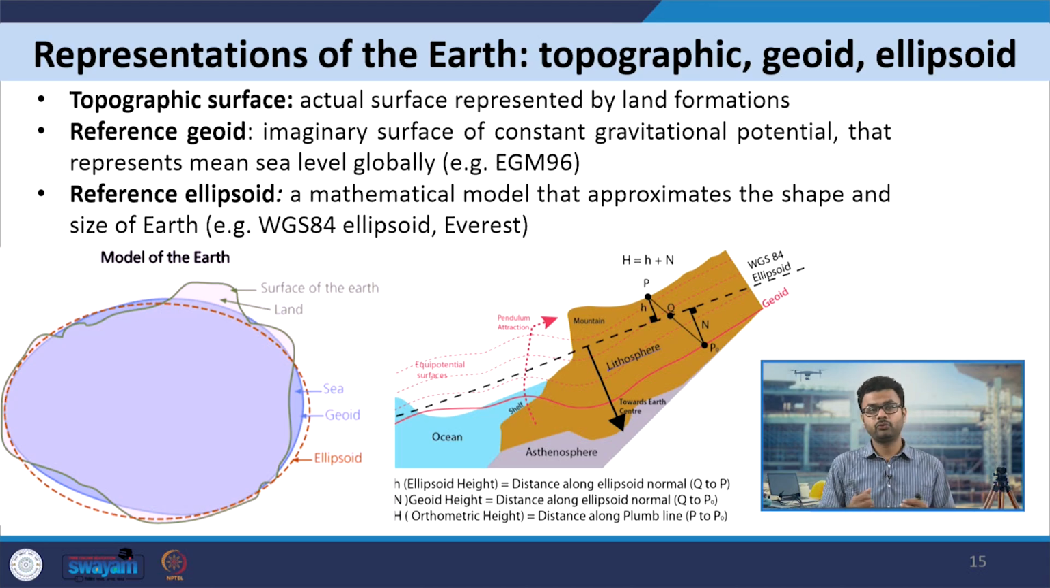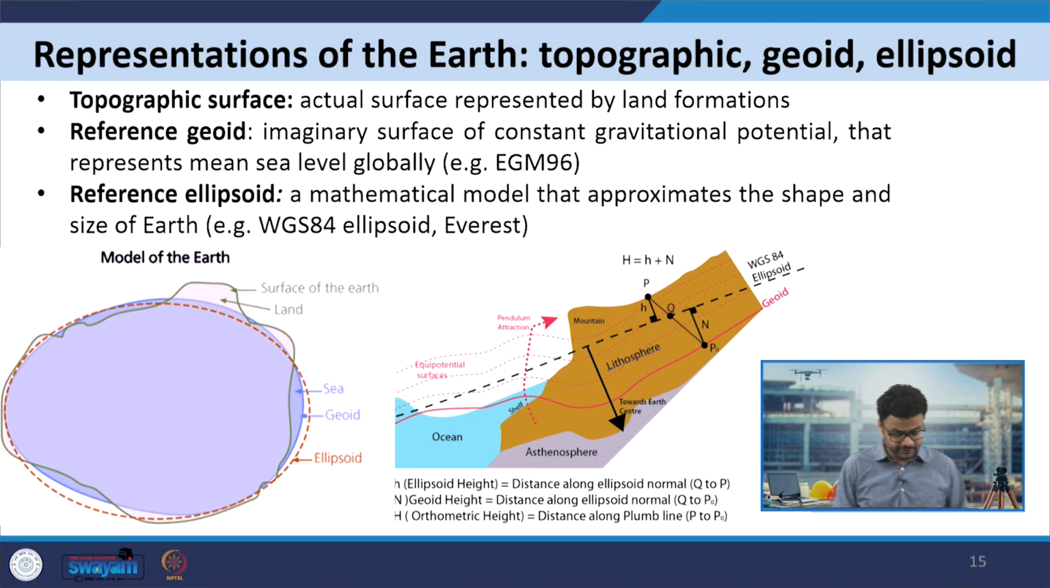So the geoid is also known as the shape of the Earth, and there are different models for the geoid, for example European Geoid Model 96. And we also have a reference ellipsoid. Because the geoid itself is not a mathematical surface, we approximate the geoid through an ellipsoid. So a reference ellipsoid is a mathematical model that approximates the shape and size of the Earth, for example the WGS 84 ellipsoid or the Indian ellipsoid Everest.